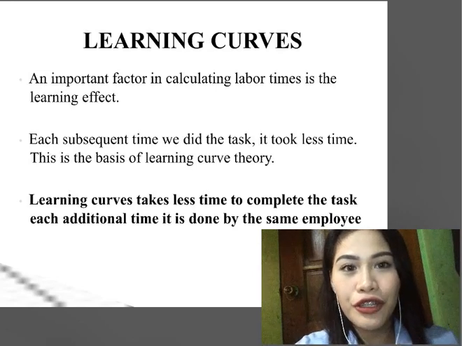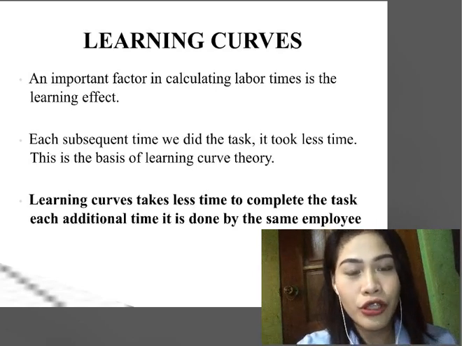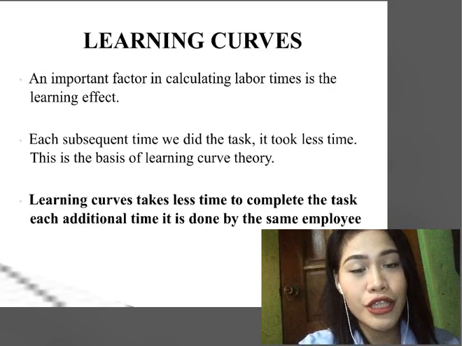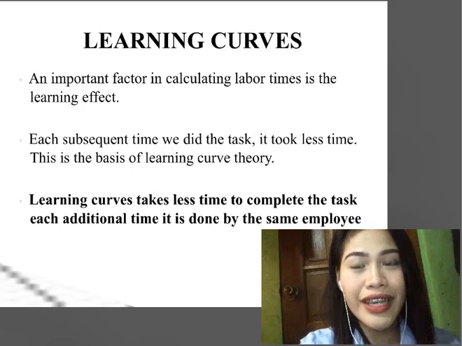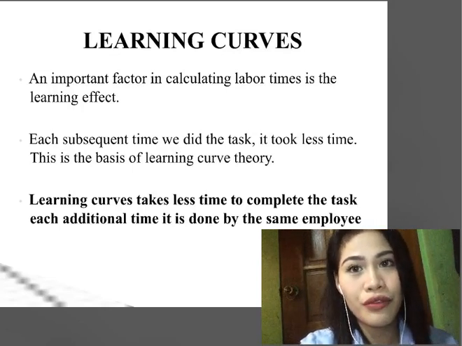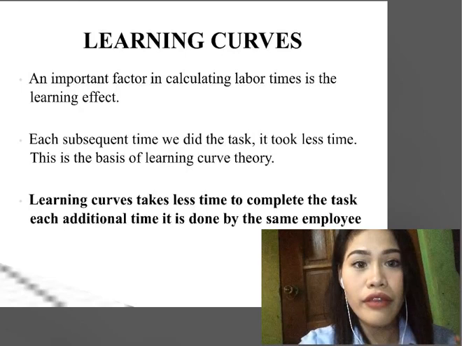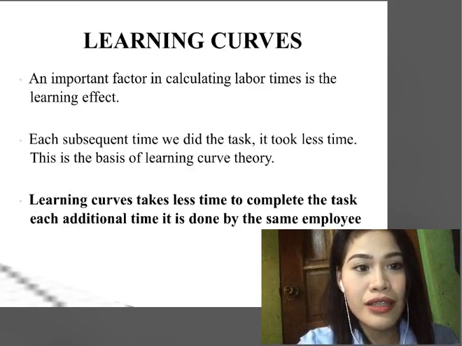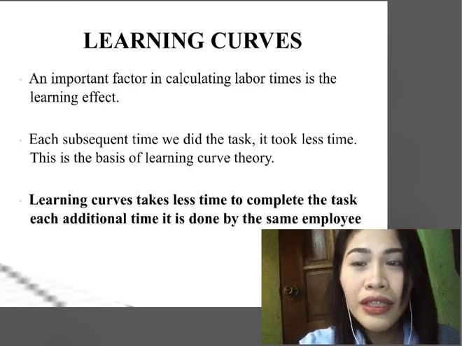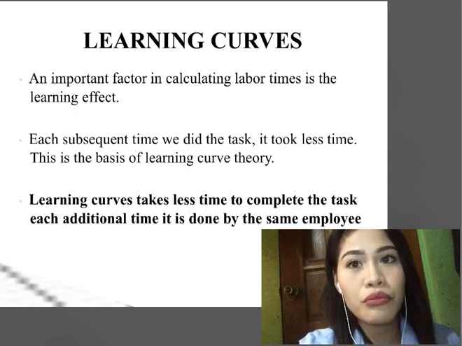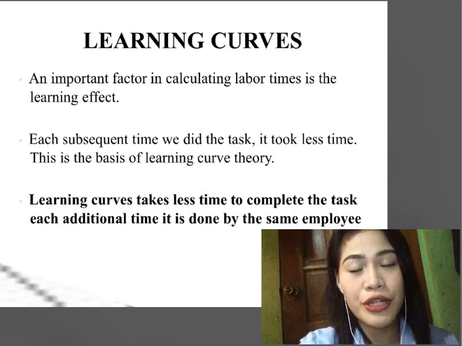An important factor in calculating labor times is the learning effect. We can all recall a new task or job that took a long time to finish the first time we tried. However, each subsequent time we did the task, it took less time. This is the basis of the learning curve theory. People learn from doing a task and get quicker each time they repeat the task.